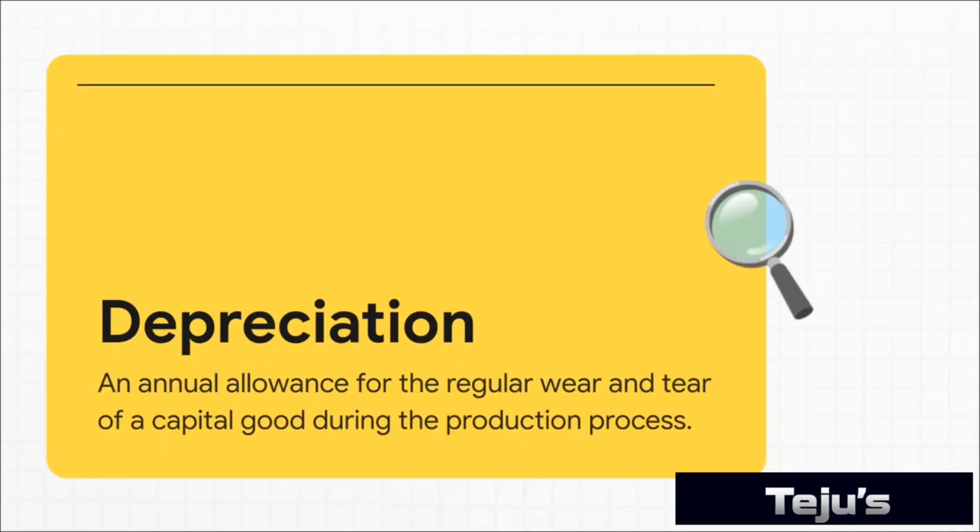Of course, those capital goods, that tractor or factory machine, they don't last forever, right? They get old, they break down, they wear out. This process is called depreciation. You can kind of think of it as a little piece of the machine getting used up every year. And it's really important to account for this to get a true picture of a country's economic health.